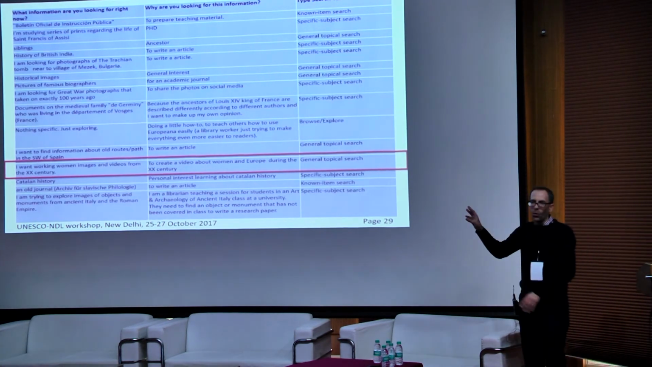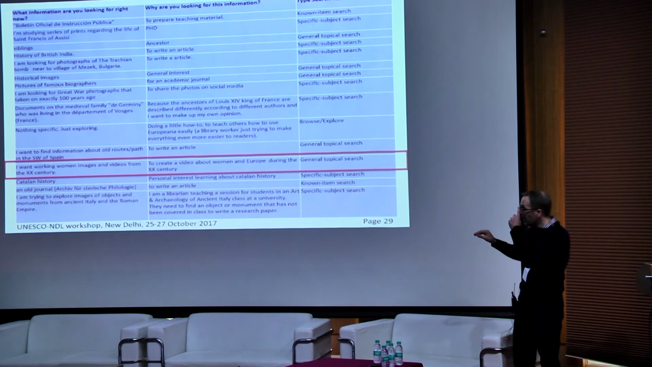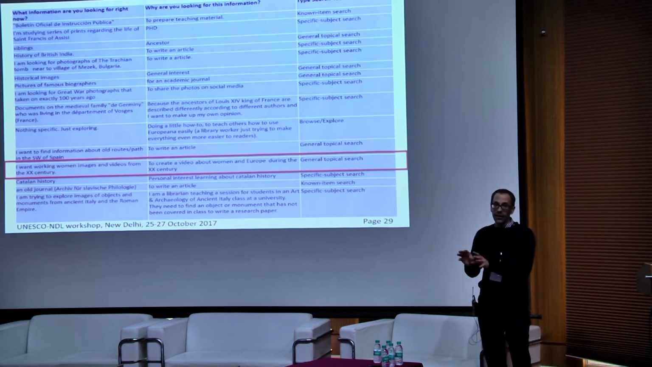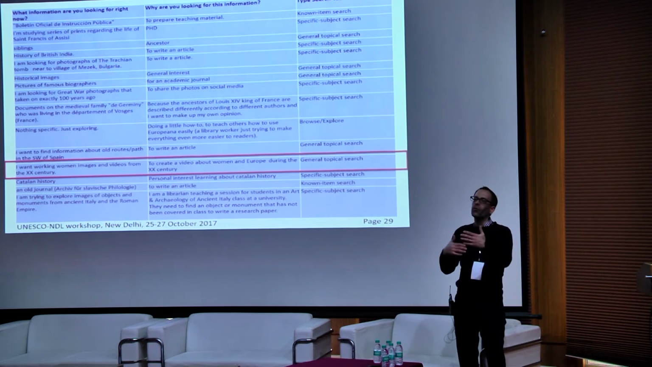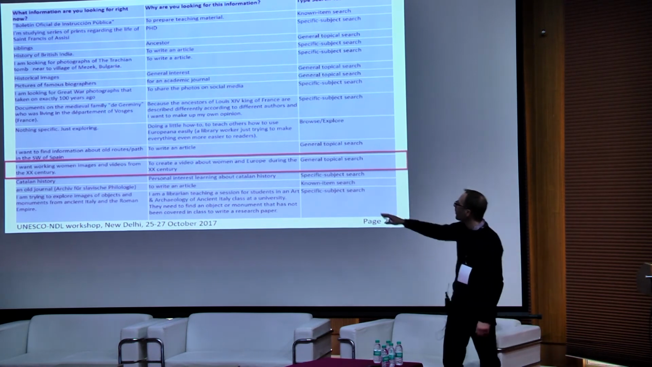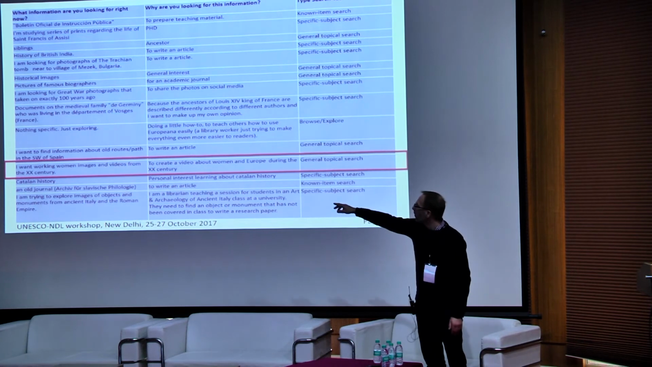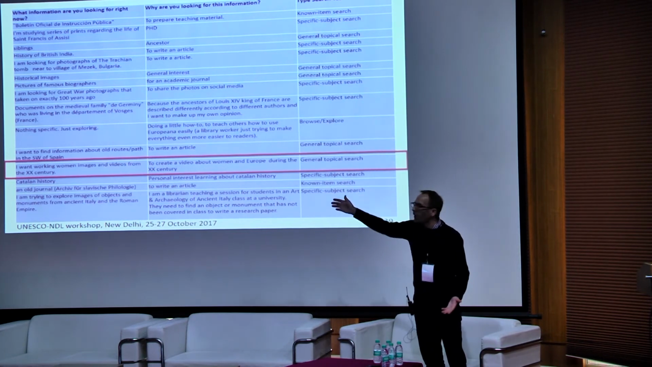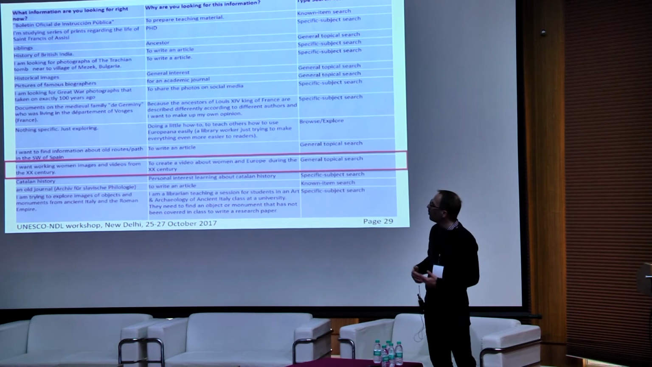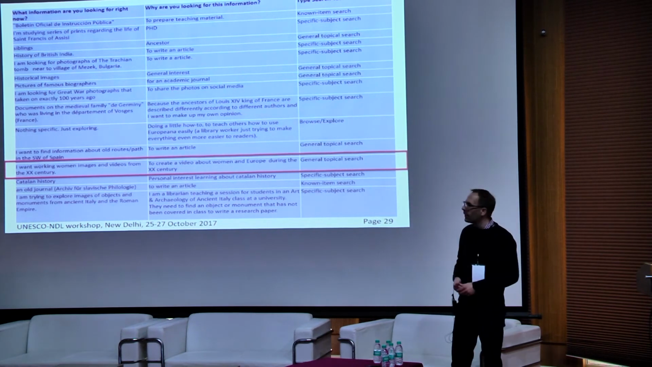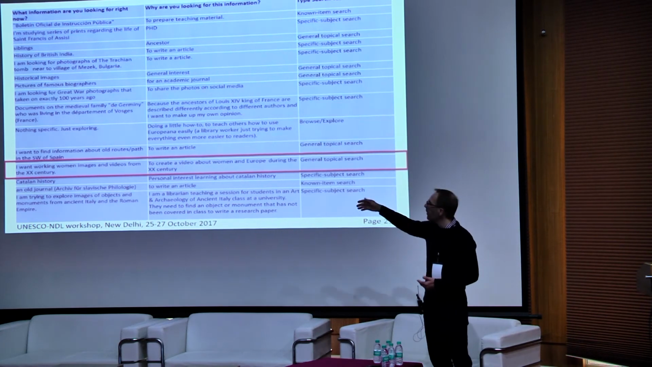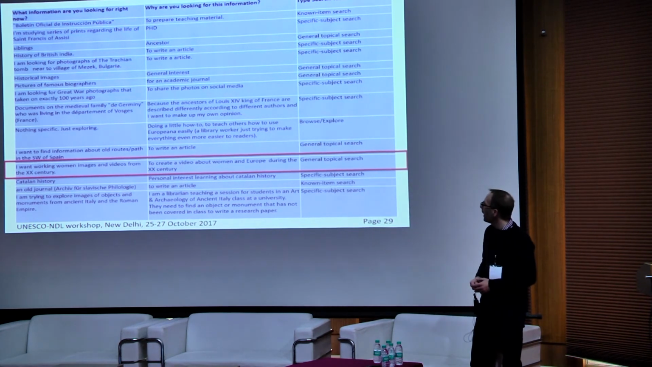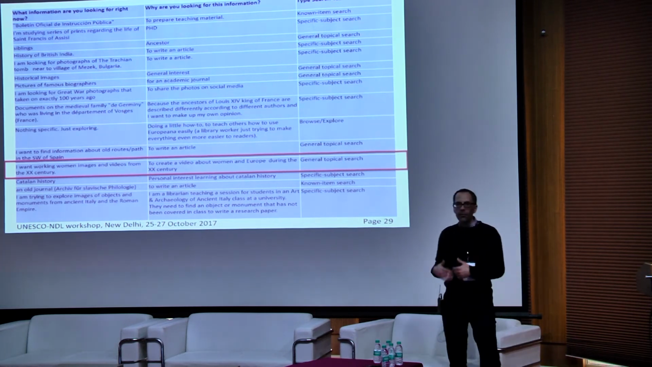I'm sorry that this is so small, and I'm just going to explain one example. You can actually download the data if you want to look at it yourself, but this is what we got. And again, we left people to describe for themselves what it is they're doing. The one in red is the one I'll read out to you. In terms of what information you're looking for: I want working women images and videos from the 20th century. That's their search task. Why are you looking for the information, your motivation and use? I want to create a video about women in Europe during the 20th century. So again, that's really rich.